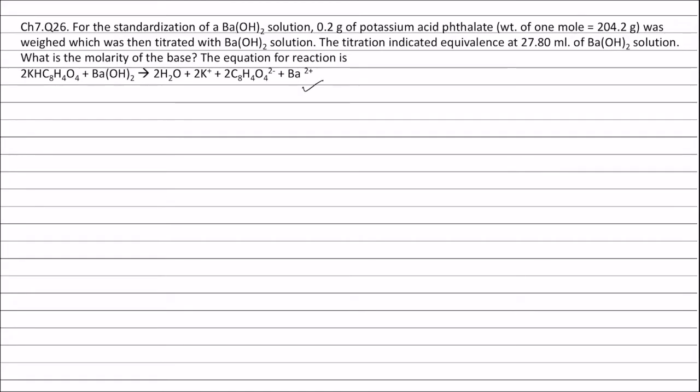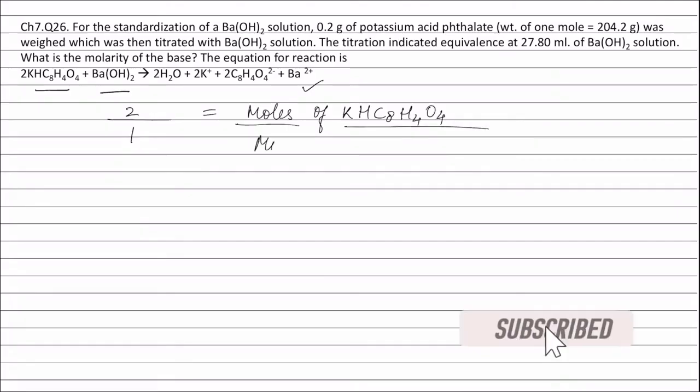Now, as can be seen from the balanced equation, 2 moles of potassium acid phthalate reacts with 1 mole of barium hydroxide solution, or the ratio of moles of potassium acid phthalate to moles of barium hydroxide solution is 2:1, or we can also write 2 by 1 is equal to moles of KHC8H4O4 divided by moles of barium hydroxide solution.